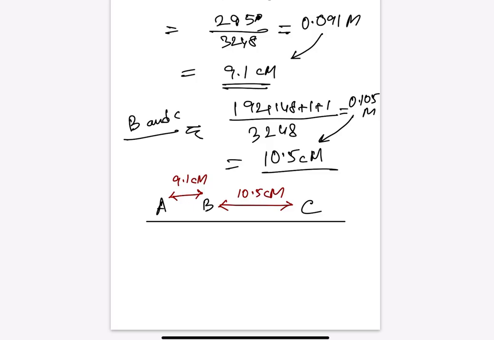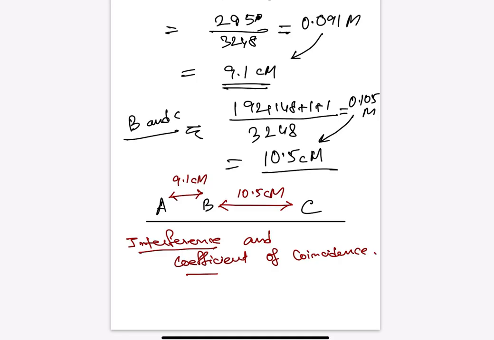Okay, so now the last part of my talk would be the other two concepts. The other concepts are called interference and coefficient of coincidence. What is this? This too I will cover in my next video, because it will be too much for one.